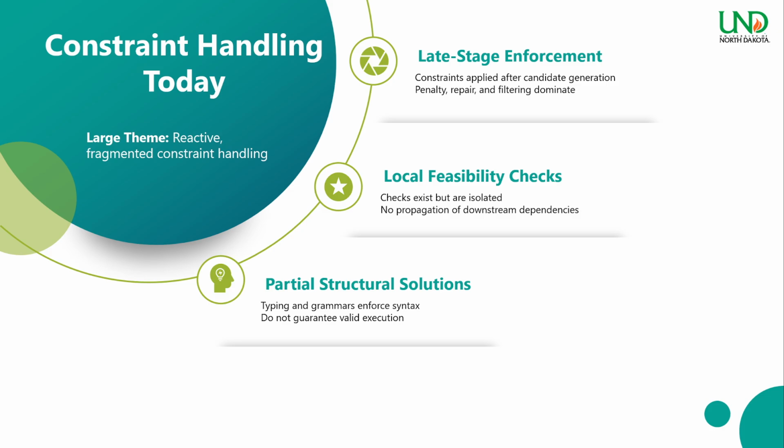There are also local feasibility checks that you can do. Some of these try to catch issues earlier, but those checks are usually very isolated, and they don't consider how the full expression behaves across the domain. And then there are structural approaches like grammar constraints. These help prevent syntactically invalid expressions, but they don't guarantee that the expression actually works when evaluated. So across all of these, the pattern is that constraints are handled after the fact and then only partially enforced. And that leaves a gap in how feasibility is managed during the search itself.